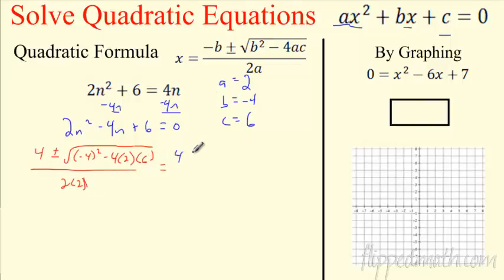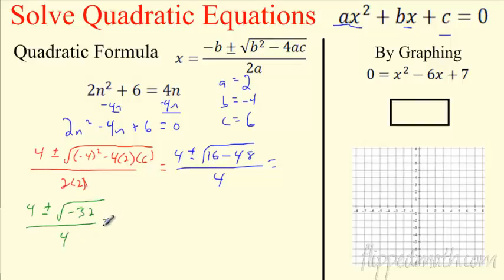We've got 4 plus or minus negative 4 squared is positive 16. Be careful if you're using your calculator. Negative times negative is always positive. Minus 8 minus 48. Is that right? 4 times 2 times 6. All that's over 4. And then it's just a matter of, can we simplify this thing down any? I think we can here. So we got 4 plus or minus, what is 16 minus 48? Is that minus 32? All of that's over 4.